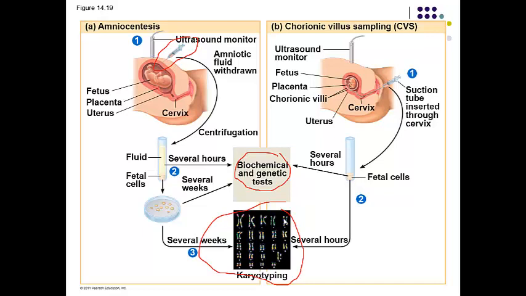Again, both of these procedures are potentially invasive. They would only be done if the doctor thinks there might be a problem. Amniocentesis is the less invasive of the two, but has to be done later on in pregnancy. Chorionic villus sampling is more invasive, but can be done earlier in the pregnancy, between about the 7th and 8th week of pregnancy.